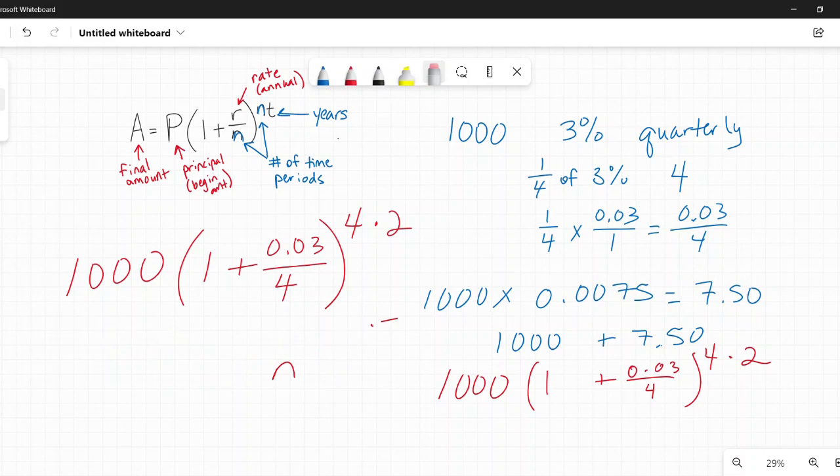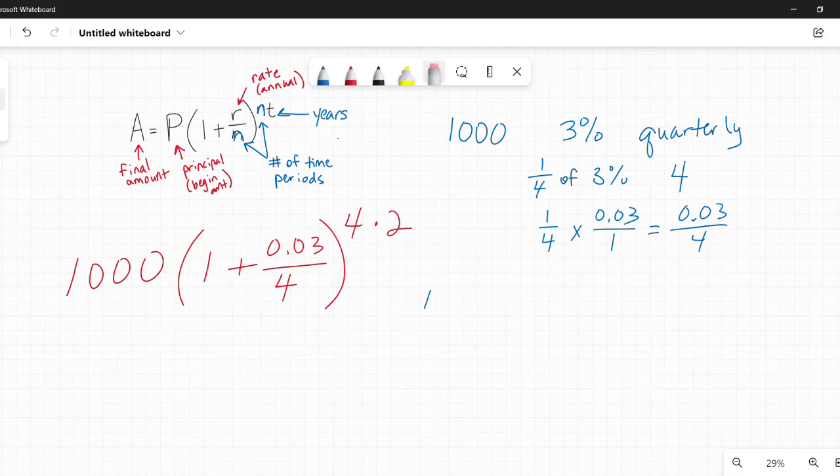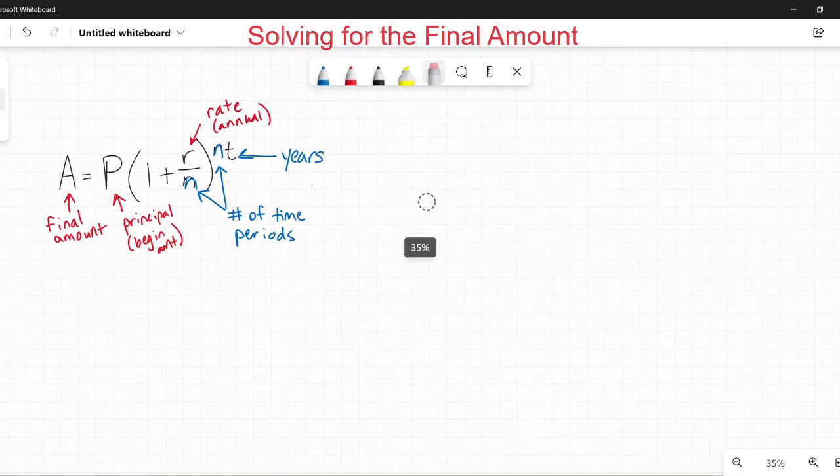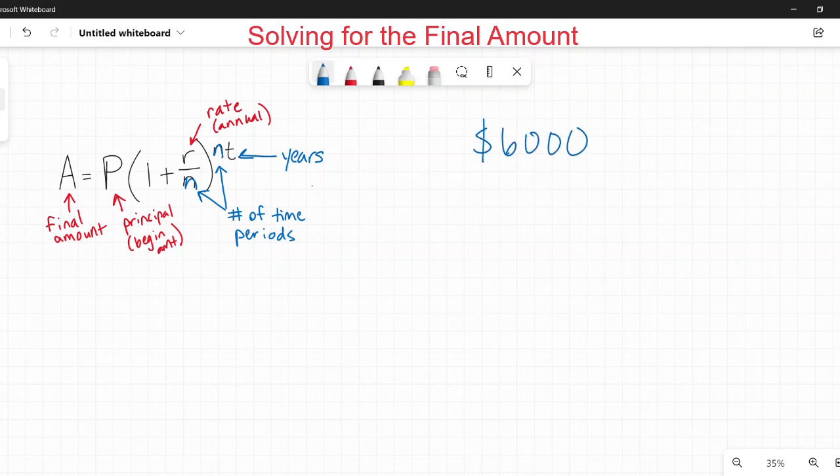Right, now on to number 3. Let's put this in action. And we're going to start with solving for the final amount. This one is going to be the easiest. We're going to go up in difficulty. So here's the problem I'm given. Someone invests $6,000 and it is compounded quarterly. The rate is 3% and they leave it there for 4 years. What is the final amount?